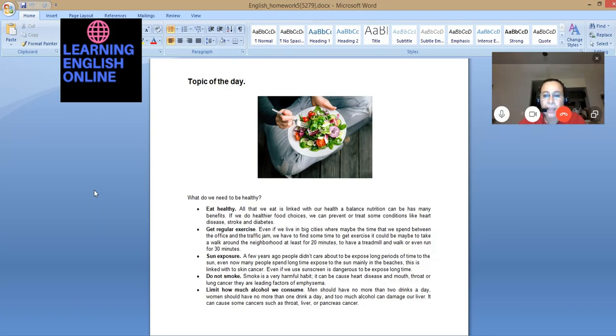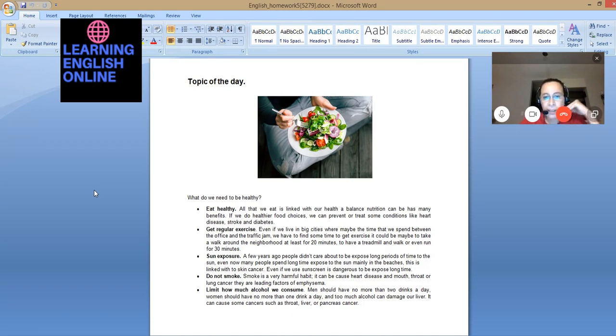If we make healthier food choices, we can prevent or treat some conditions like heart disease, stroke, and diabetes.